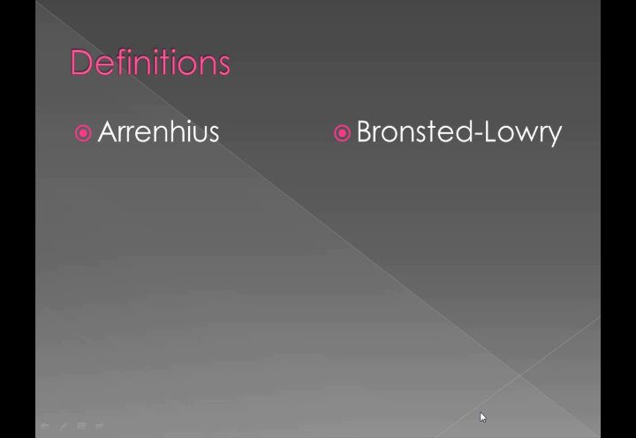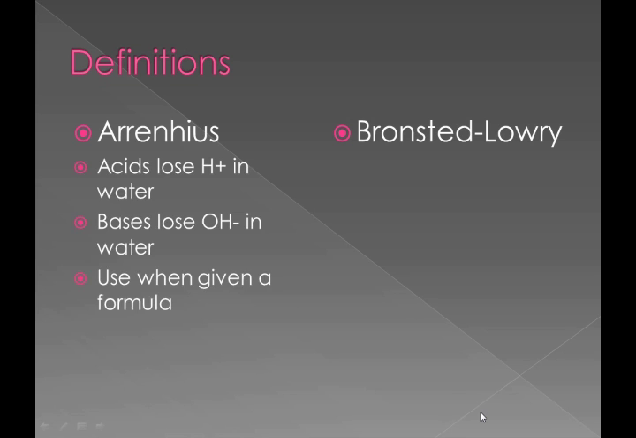There are two types of definitions that we work with for acids and bases, the Arrhenius definition and the Bronsted-Lowry definition. Arrhenius tells us that acids lose H+ when placed in water and bases lose hydroxide ion in water. We find that the Arrhenius definition is particularly useful when you're given a formula and you have to decide from looking at the formula whether it's an acid or a base.